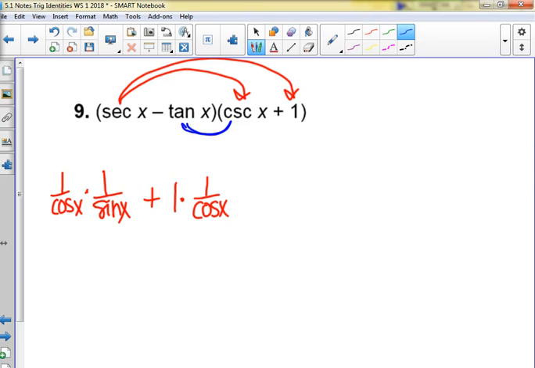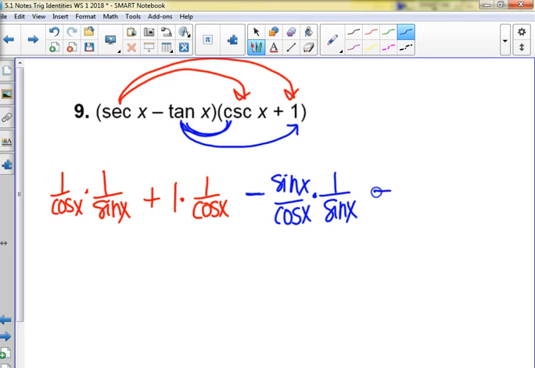Then if I do these, can you change that? It's going to be minus. What is tangent? Sine over cosine times cosecant, which is 1 over sine. And then the last one would be minus 1 times tangent, which is sine over cosine. Okay, I foiled, but I also changed to sines and cosines at the same time, trying to save myself some time and effort. Okay, this is just a hot mess.